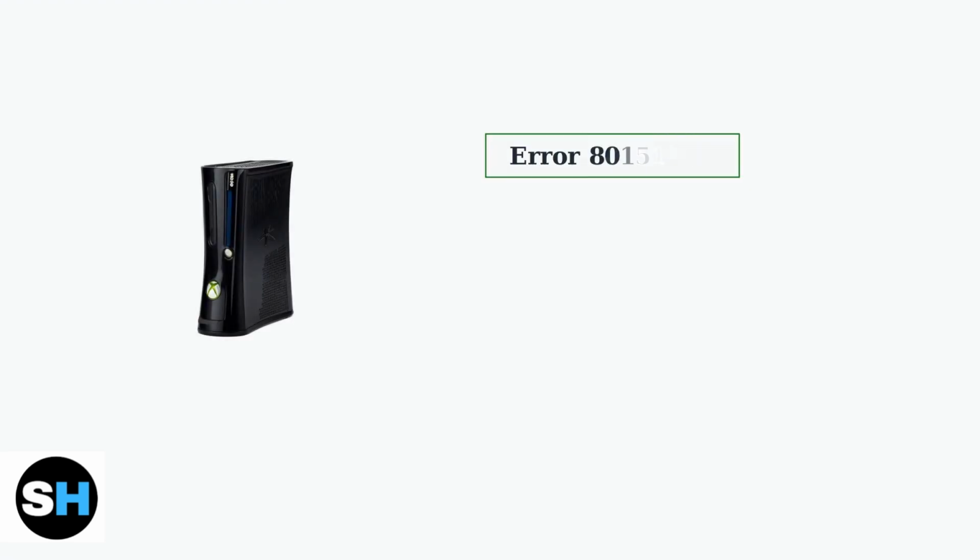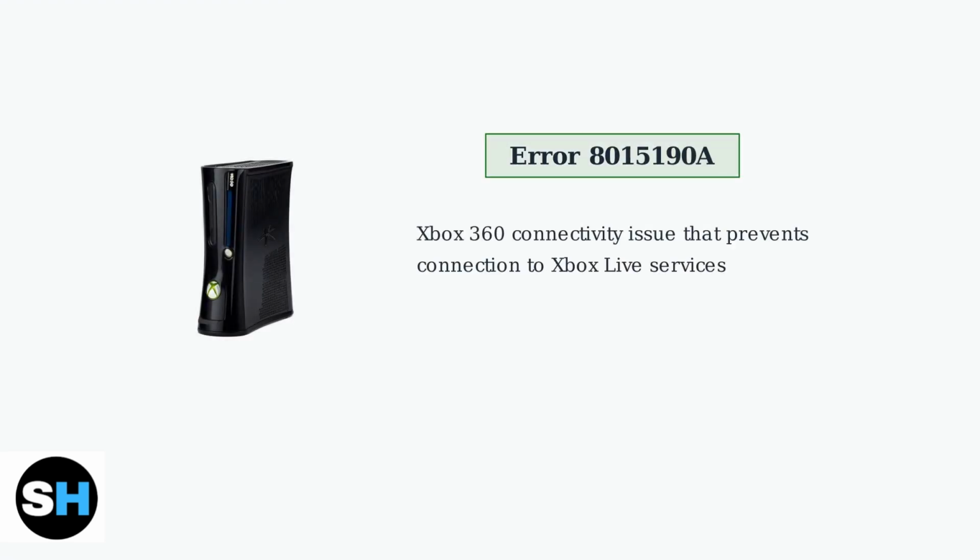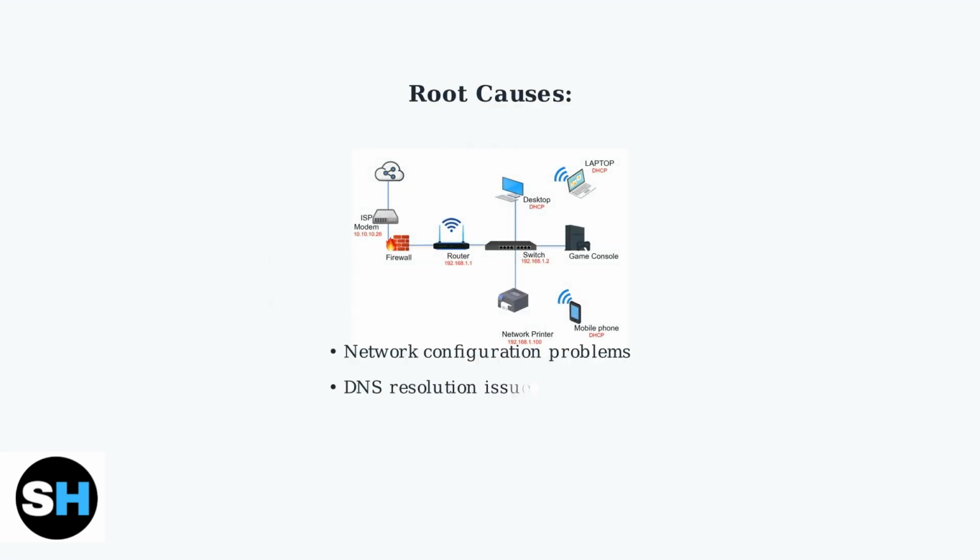Xbox 360 error 815190A is a persistent connectivity issue that prevents your console from establishing a connection to Xbox Live services. This error occurs when your Xbox 360 cannot establish a proper connection to Xbox Live, resulting in failed authentication and service access. The primary root causes of error 815190A include network configuration problems, DNS resolution issues, firewalls blocking Xbox Live traffic, and ISP connectivity restrictions.